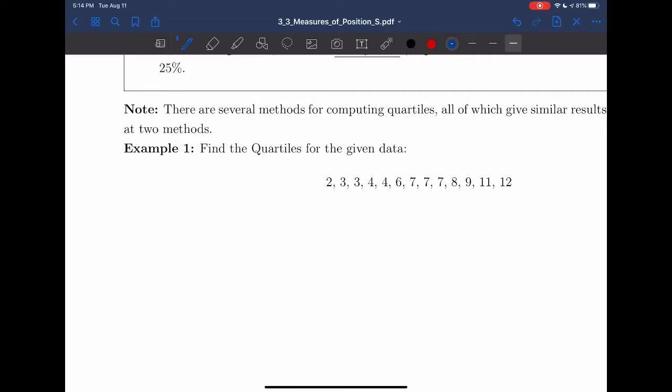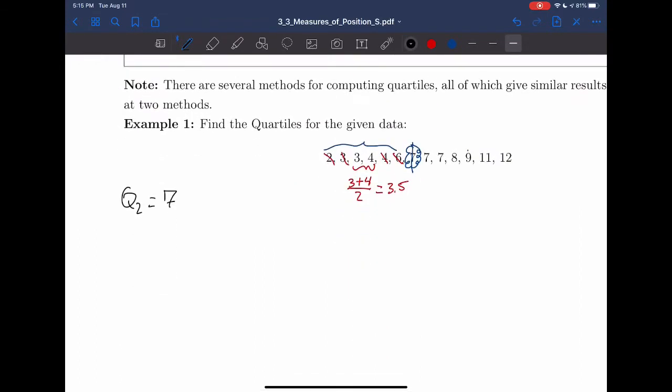Next, we find the median of our dataset, because the median is also our second quartile. In this case, Q2 is 7. Next, we find the median of the lower half of our dataset, because that will be our first quartile, or quartile 1. Here, the median is a number between 3 and 4, so we take the average, which is 3.5. So our first quartile is 3.5.